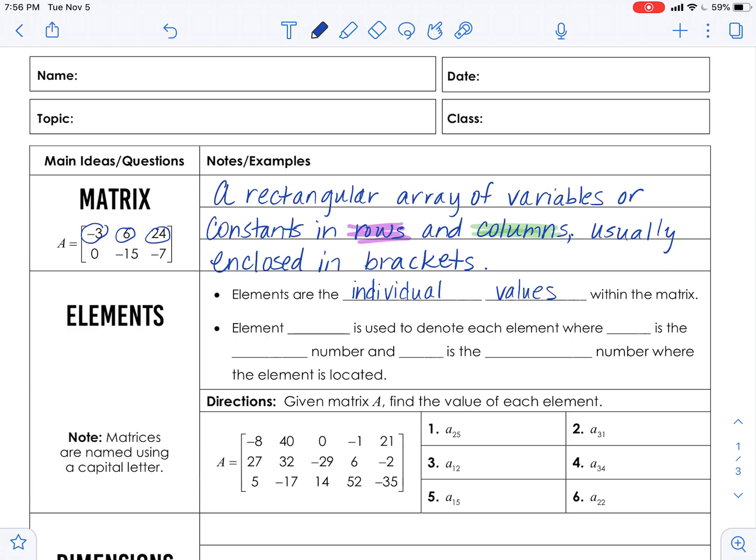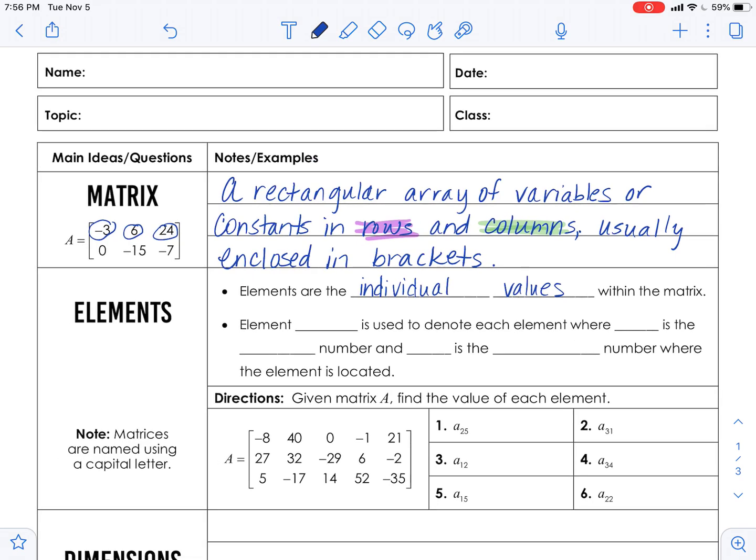And so when we do elements, the way that we write those is we will write a, I'll use that as your letter, and then what we do is an x, y. So it's rows by columns is how we'll write that. It is used to denote each element, where x is the row number and the y is the column number, where the element is located. So here are some examples down below.